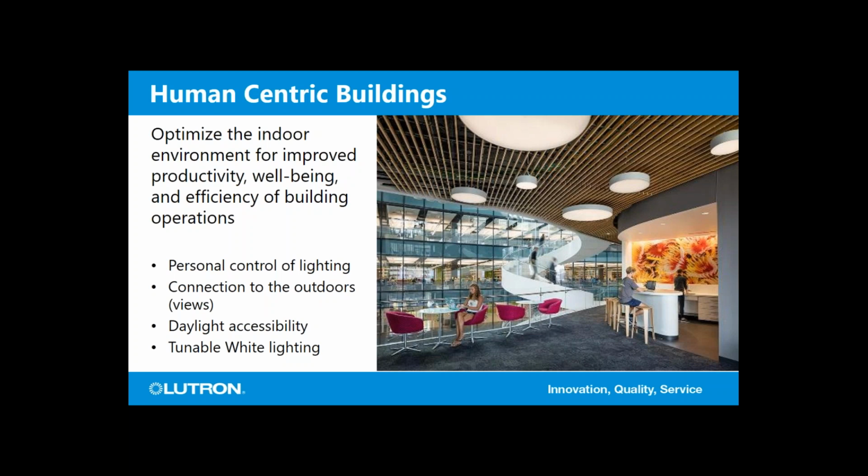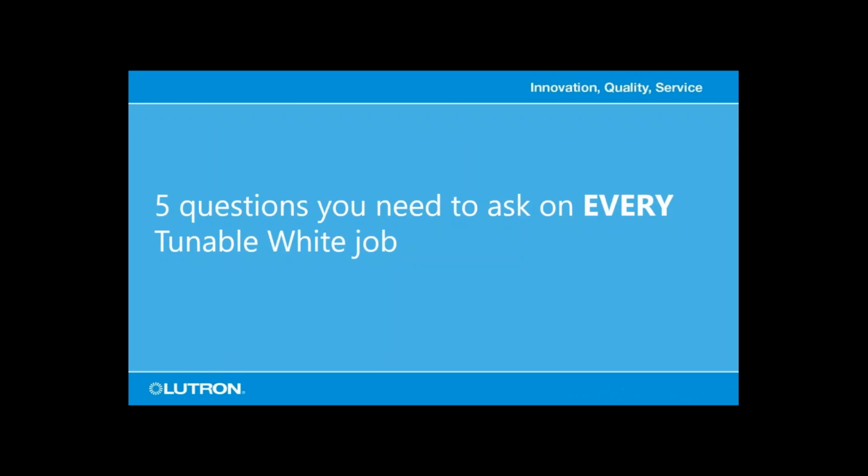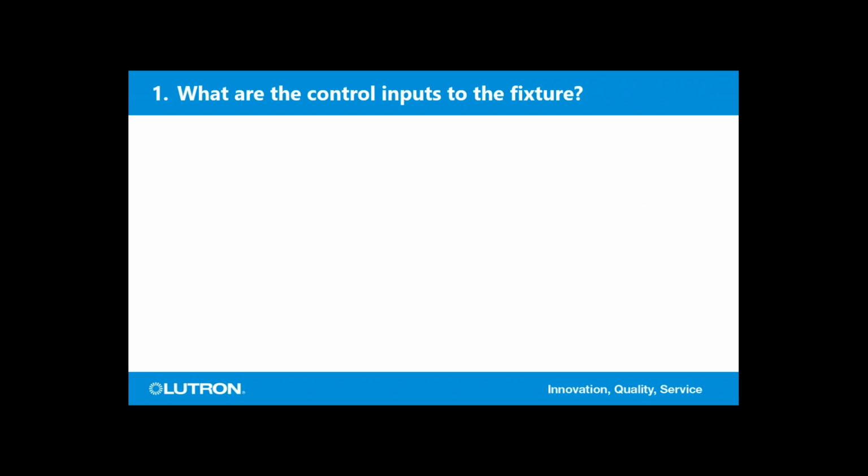So there are other things like being able to see the outdoors and having natural daylight, personal control to adjust how the lighting is in your space. Those are all components of a human-centric building as well. So for tunable white, to implement tunable white in a human-centric building, there are 5 questions that you need to ask on every job. And these questions can help eliminate risk and make sure that the end result is a satisfied client. So first question, what are the control inputs to the fixture?